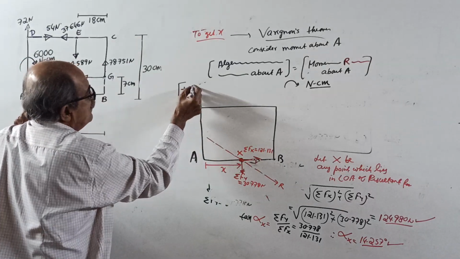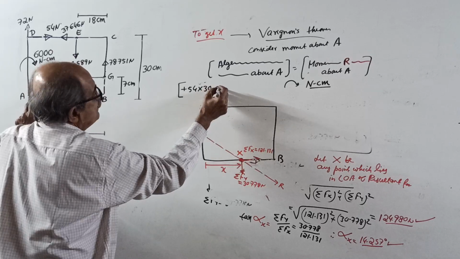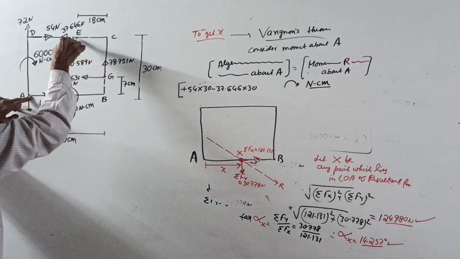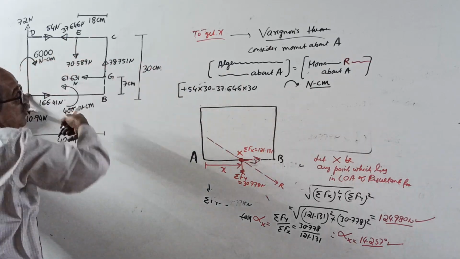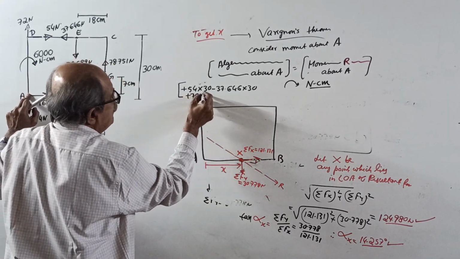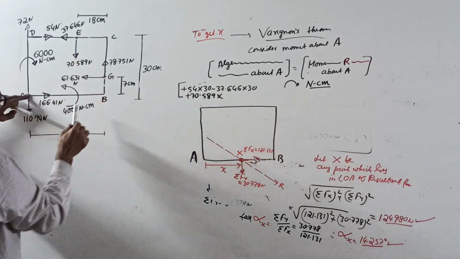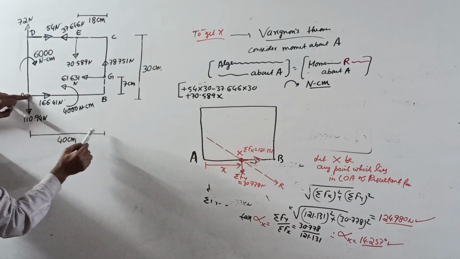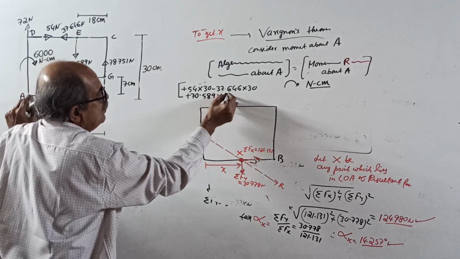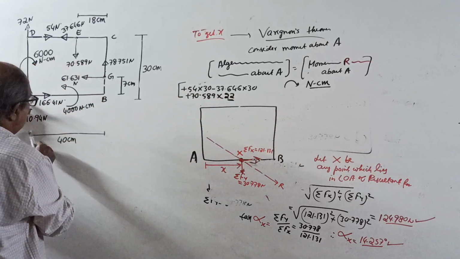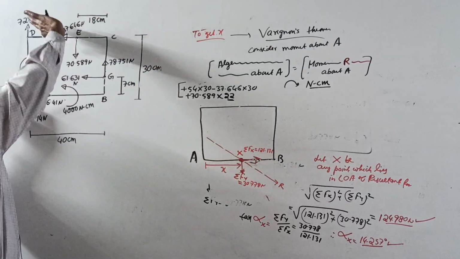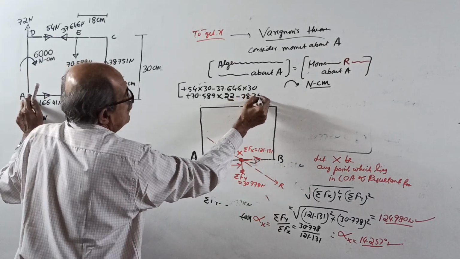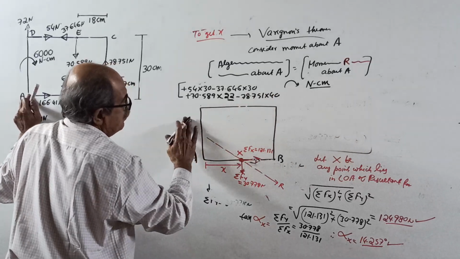Plus 54 into 30 minus 37.646 also into 30. Then 70.589 clockwise plus 70.589 into, see, this is 40, this is 18, so this distance is 40 minus 18, you write 22. Write later how 22 came, 40 minus 18. Then minus 78.751 into 40. I will remove this space now, I don't want it.